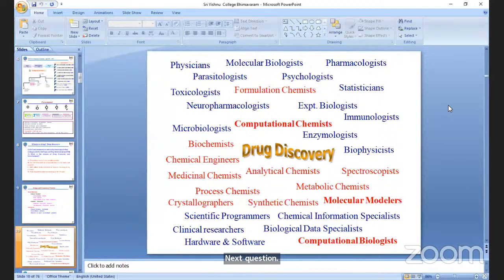When we talk about drug discovery, not only one chemist or biologist or analytical person is involved. If you see this slide, physicians are involved, and molecular biology, pharmacology, psychology, statistics, toxicology, formulation, which is also most important, immunology, enzymology, biophysicists, biochemists, chemical engineering, spectroscopy, analytical chemists, medicinal chemists, process chemists, metabolism, molecular modeling, synthetic chemistry, crystallography. Scientific programs have to be conducted, a chemical information specialist should be there, and you have to make data of the biology. Then clinical research is most important, then hardware, software, including computational biology. That means to make a drug, this many people are involved to make one drug. Okay, sir. Next.